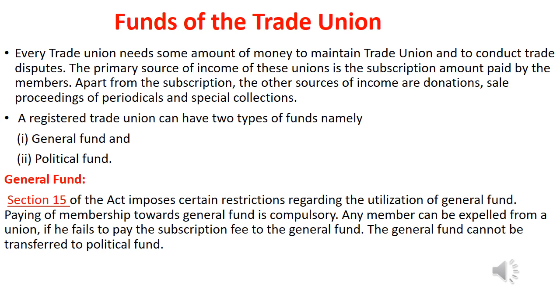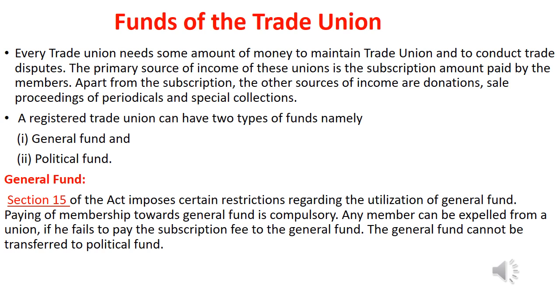The primary source of income of these unions is the subscription amount paid by its members. Apart from the subscription, the other sources of income are donations, sale proceeds of periodicals, and other special collections. A registered trade union has two types of funds, general fund and political fund.